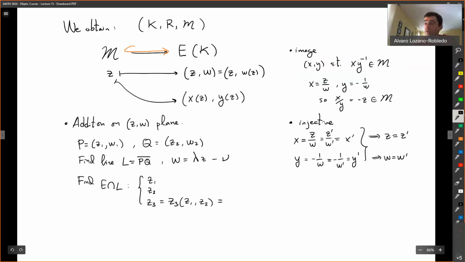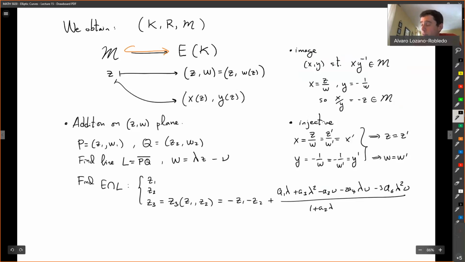I'm going to copy it here in terms of all the things we've seen: minus z1 minus z2 plus a1 lambda plus a3 lambda squared minus a2 nu minus 2a4 lambda nu minus 3a6 lambda squared nu, over 1 plus a2 lambda plus a4 lambda squared plus a6 lambda cubed. The formulas for lambda and nu can be computed from the equation of the line, so I'm not writing them down, but this is the z3 value of the third point of intersection between E and this line.